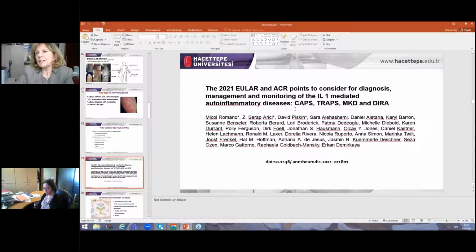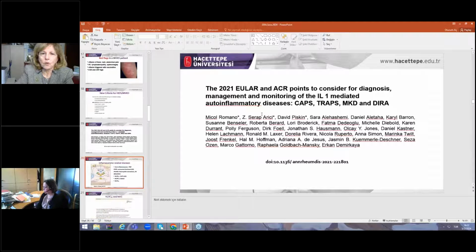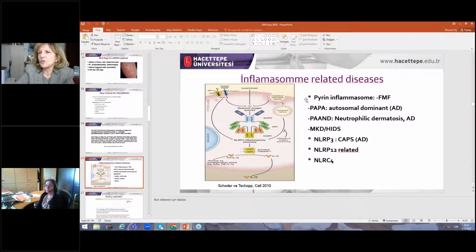How do you treat these patients? Helen already referred to this. How to manage these patients has been summarized in this international consensus group, and you will treat the inflammasomopathies mainly, if not FMF, through inhibiting IL-1. But for FMF, you start with colchicine if they're not resistant to colchicine.